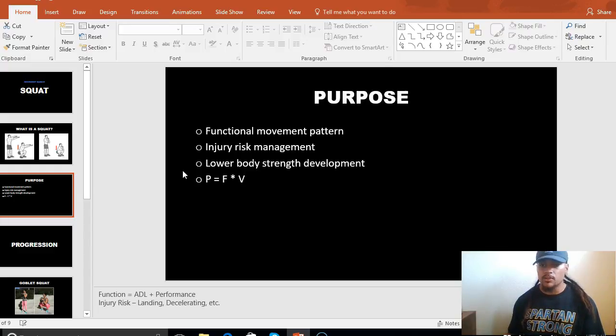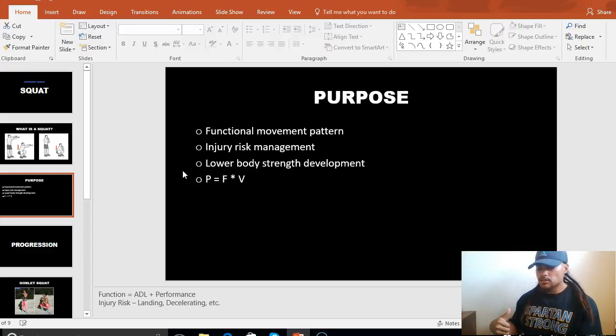Anytime you land or anytime you have those eccentric braking forces on the knee or the hip, that exerts a lot of force on the joints of the lower body, right? So what we're trying to do by getting them stronger is really trying to mitigate injury. For example, if you're sprinting and you're trying to rapidly decelerate in order to change direction, what we use things like the squat for is to make sure that we improve the joint integrity of the knee and the hip via eccentric training.